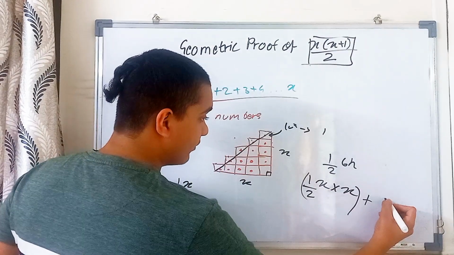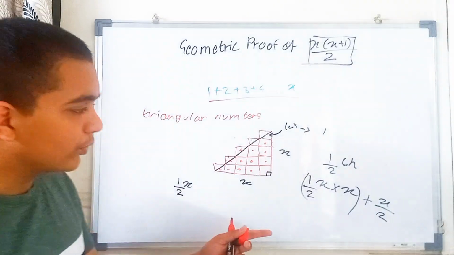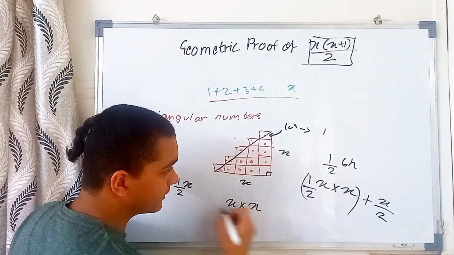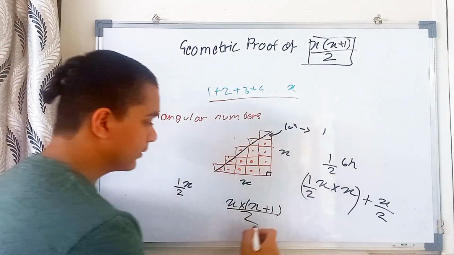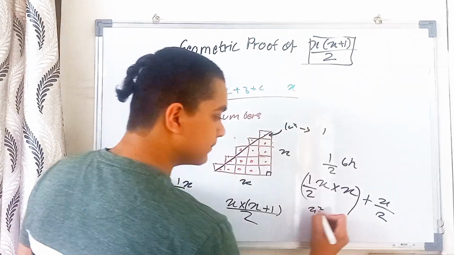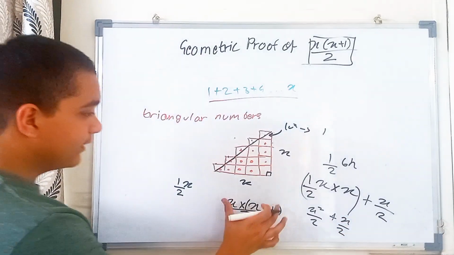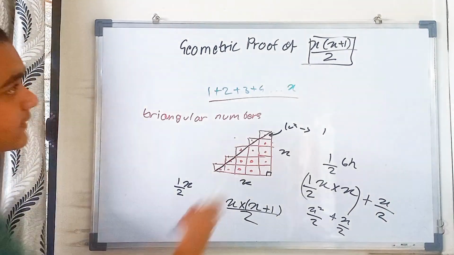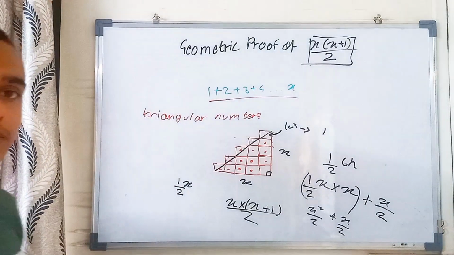So we're adding half x, x upon 2, and you can see that we can take x upon 2 out by factorizing. So x into x plus 1 upon 2, because you can see that this is just x squared upon 2 and we're adding it to x upon 2, and we just remove x upon 2 out of this to factorize it, and you get the same thing as this. This is the geometric proof of this x into x plus 1 upon 2.